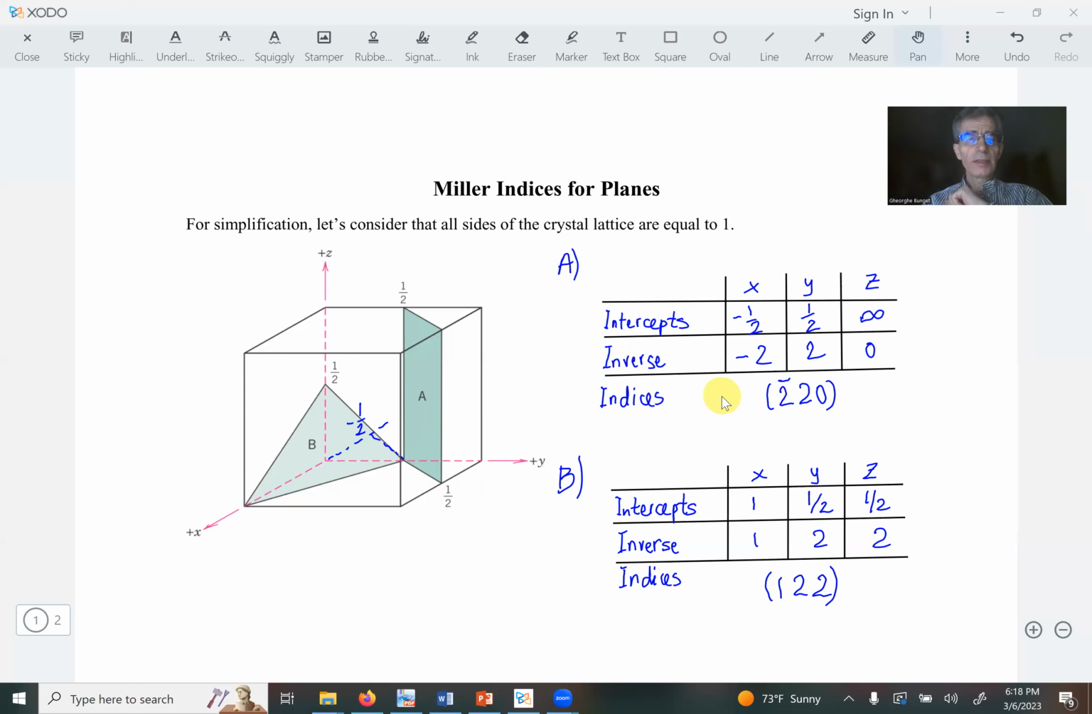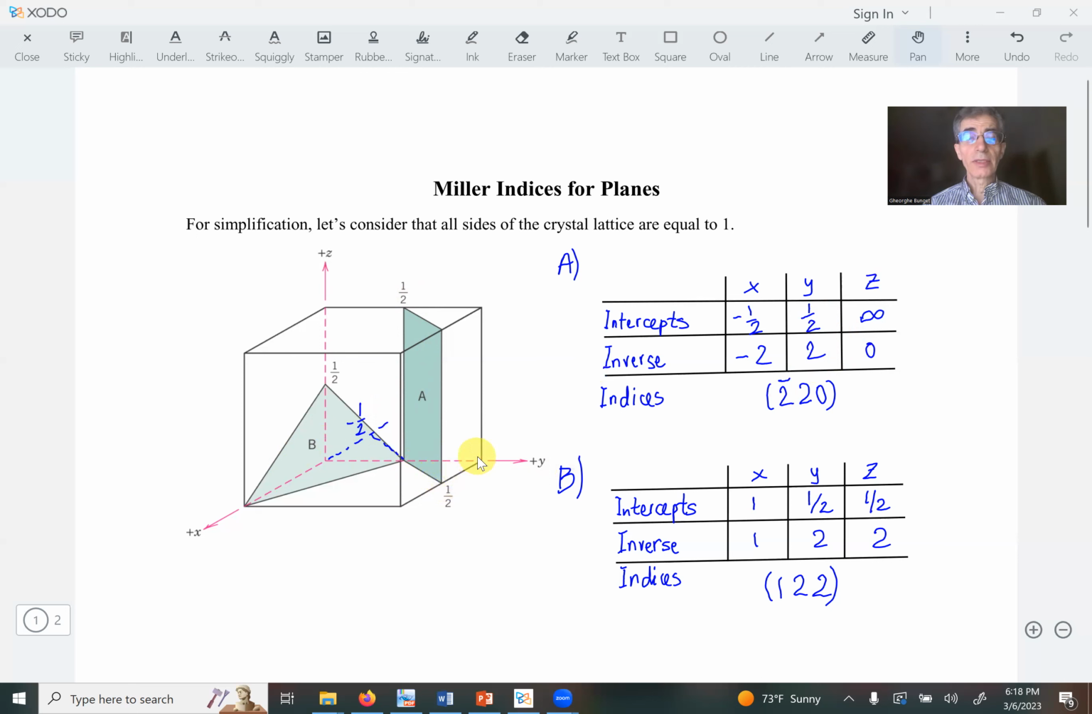In this case, we can see that the first plane is intercepting the y-axis at 1/2. That's what we see there. It's a little bit hard to see where it intercepts the x-axis. We know that the plane goes from minus infinity to plus infinity, so we have to take this side and continue with it until it intercepts the x-axis.